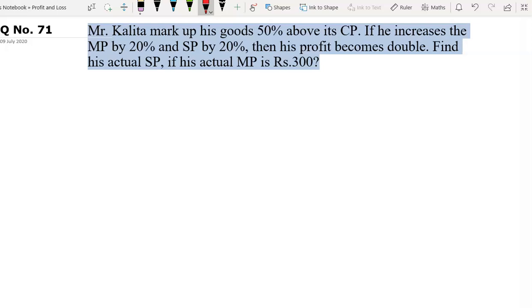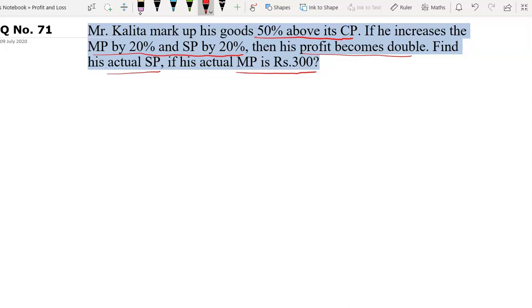Question number 71. Mr. Kalita marks up his goods 50% above its CP. If he increases the mark price by 20% and selling price by 20%, then his profit becomes double. Find his actual selling price if his actual mark price is rupees 300.